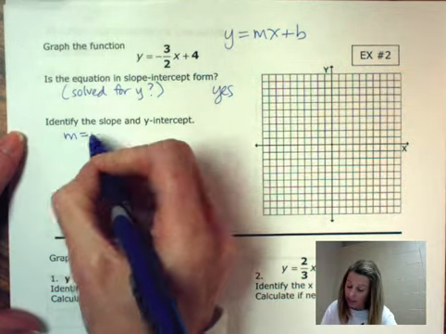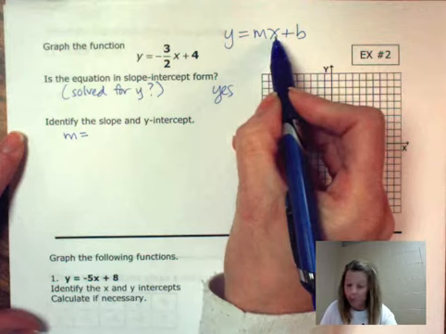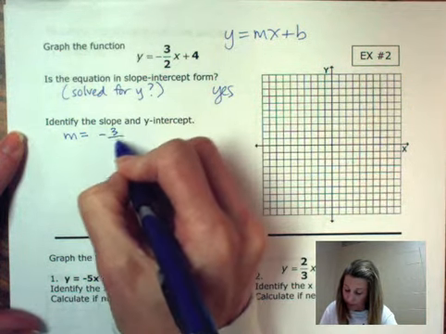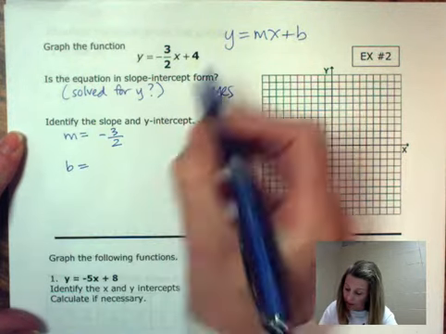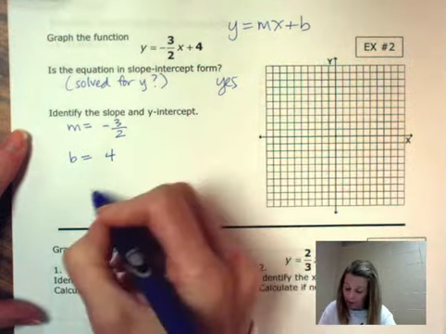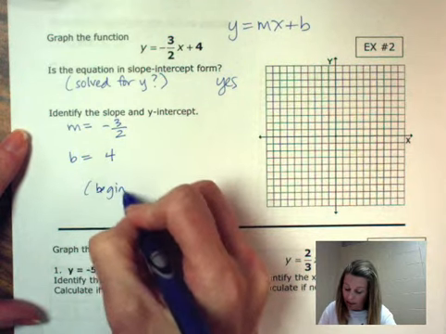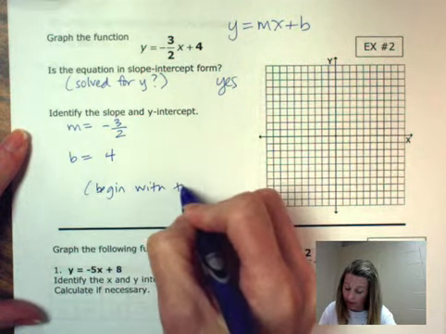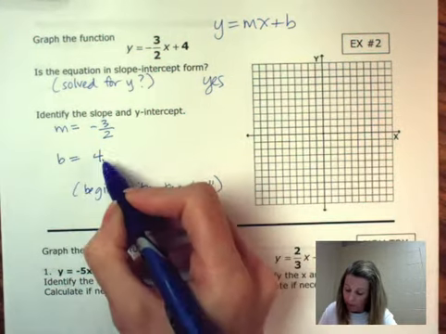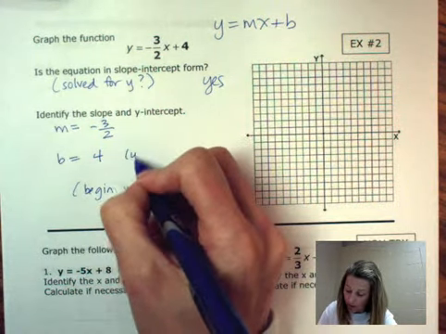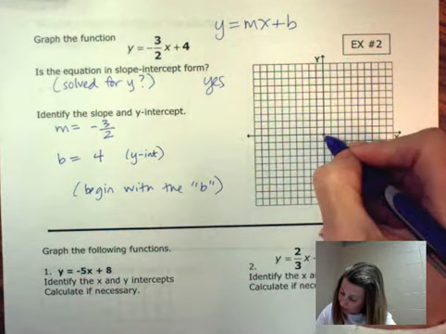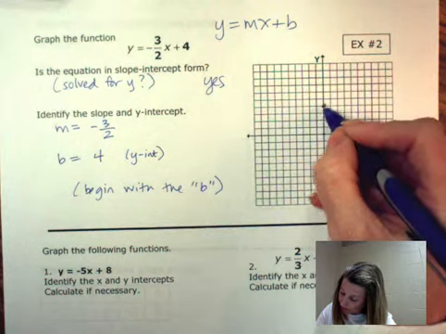So m is equal to the number multiplied by x, so negative 3 over 2. The b is positive 4, so I'm just going to write down a 4. Remember, we begin with the b. So I'm going to put 4. Remember, it's the y-intercept, so on the y-axis. So positive 4 is 1, 2, 3 right here.